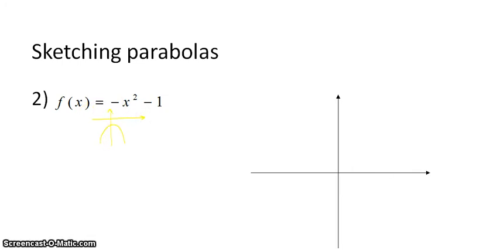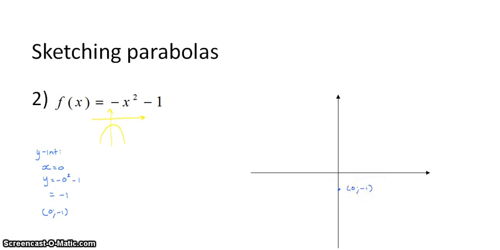We can predict fairly easily that the y-intercept is going to be minus 1 for y, but we can check that. The x value is 0, the y coordinate is going to be minus 0 squared minus 1, which is minus 1. So our y-intercept is exactly what we expected, 0 and minus 1.